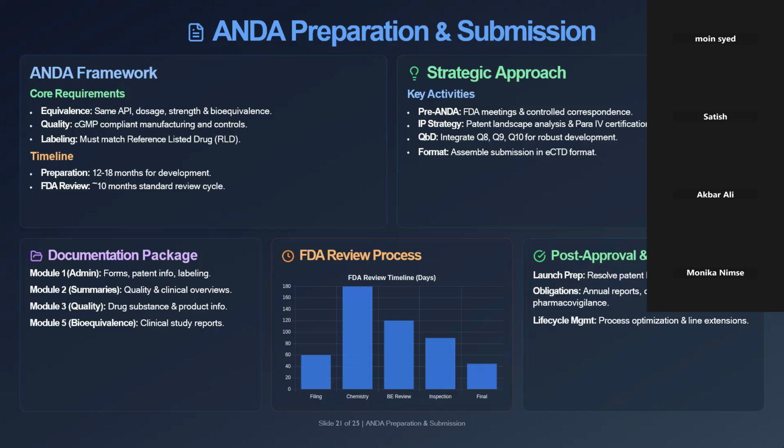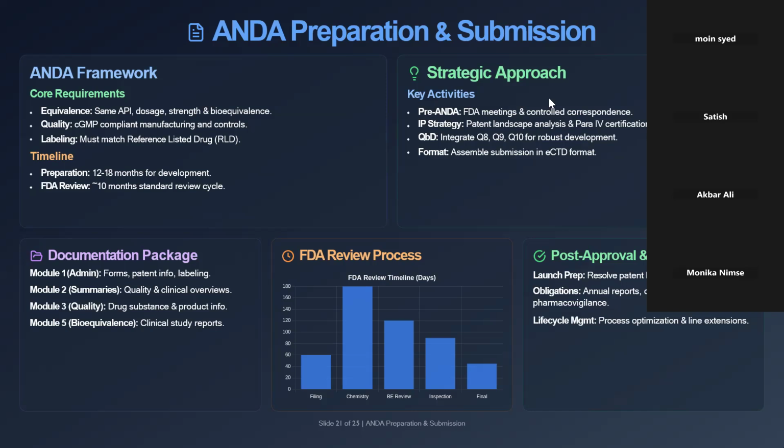Then there can be a number of queries. If the FDA is not satisfied, you will get a full-fledged query, and sometimes you get a minor query which you have to reply to within a period of 30 days and all. So if there are multiple queries, sometimes this review cycle takes 2 years, 3 years also for approval.